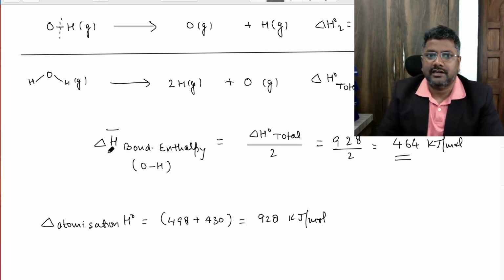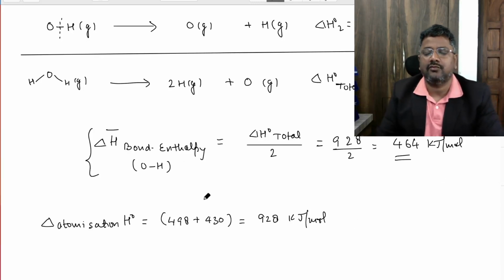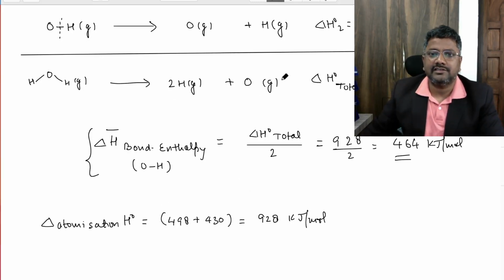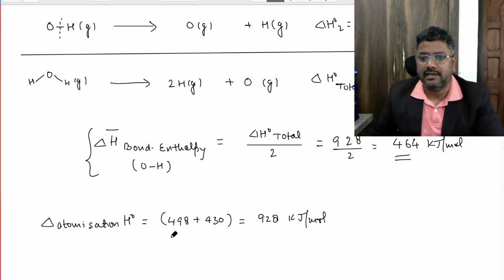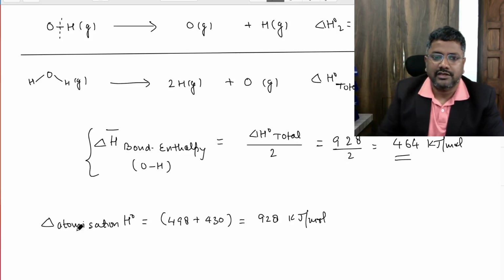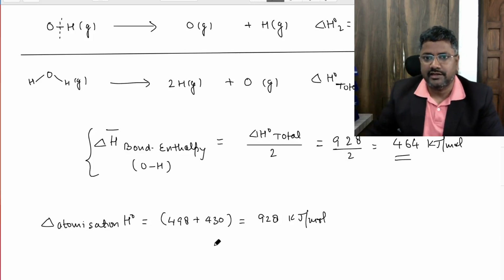So both the data I have calculated here for this bond enthalpy. This atomization means the energy change in the reaction where 1 mole of that molecule is completely converted into the corresponding atoms. That is called enthalpy of atomization, right? Clear to everybody? Okay. So in case of polyatomic molecules, you can take this.